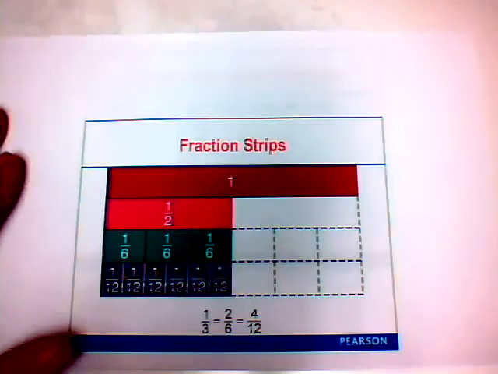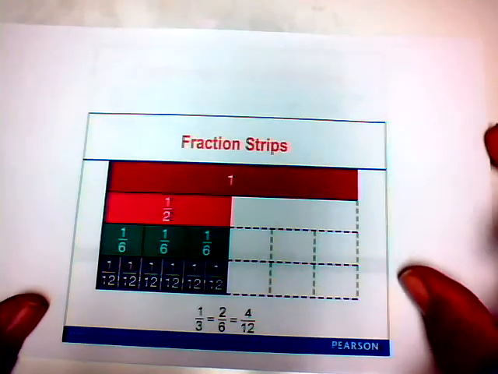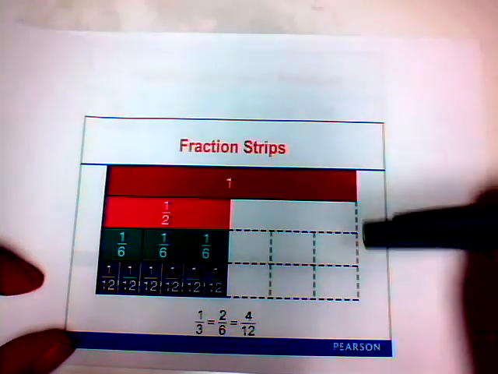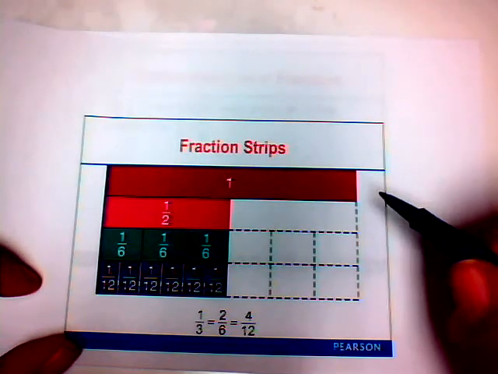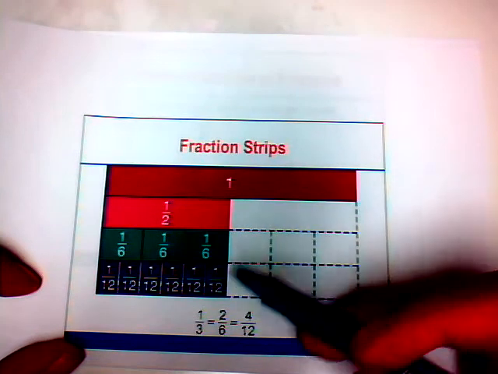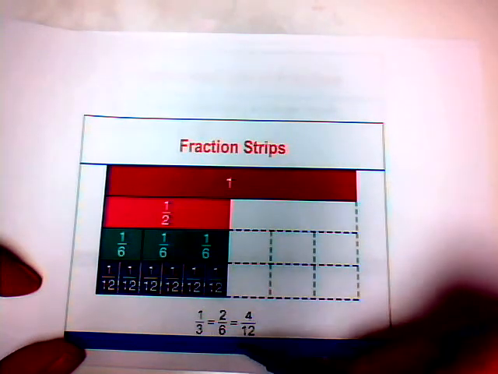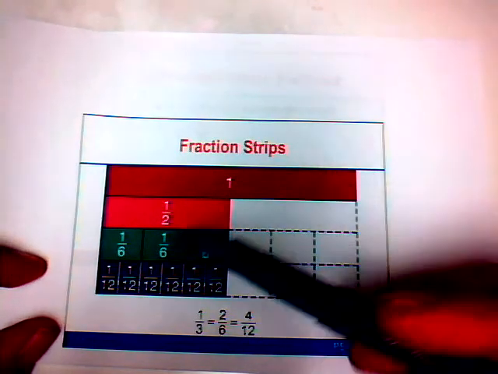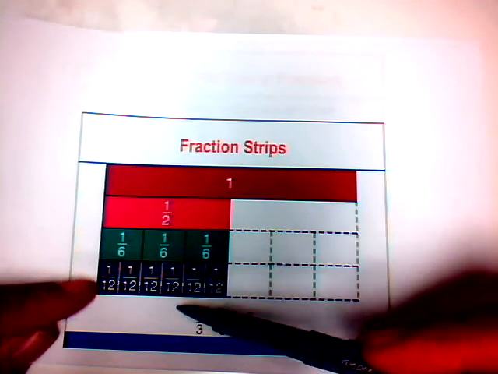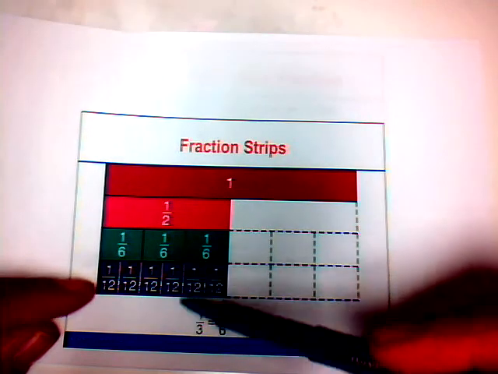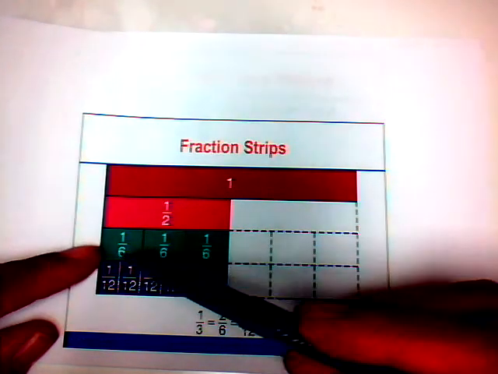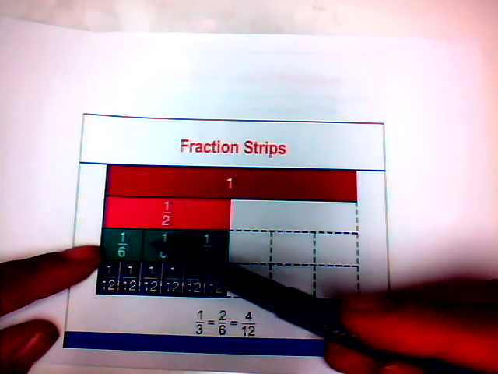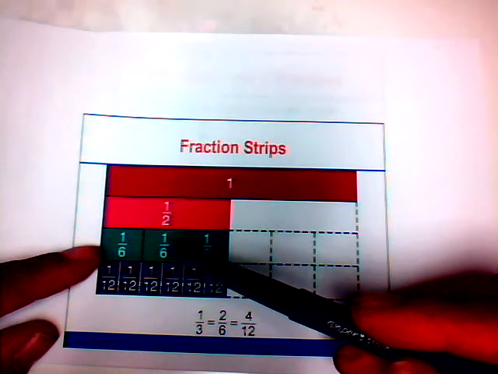What you see here are fraction strips that are used to help students, your elementary and middle school students, understand the concept of fractions and equivalent fractions, like in this case 1/3 and 2/6 and 4/12. If you take 4/12, that's the same as 1/3, and then two 1/6 bars represent 2/6, or 1/3 as well.